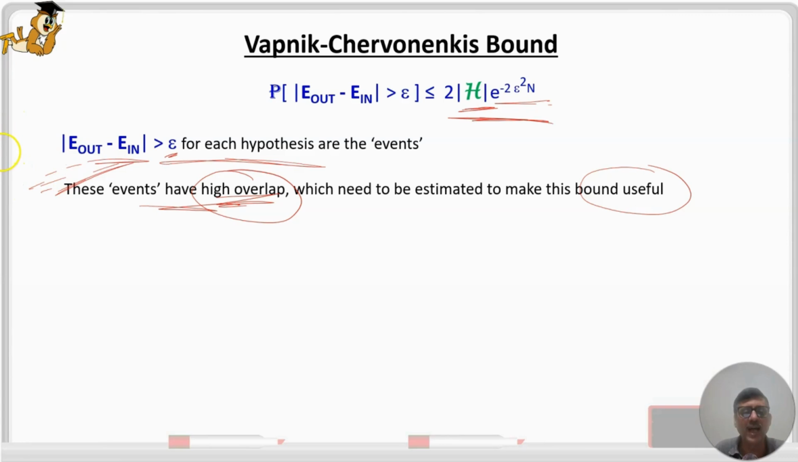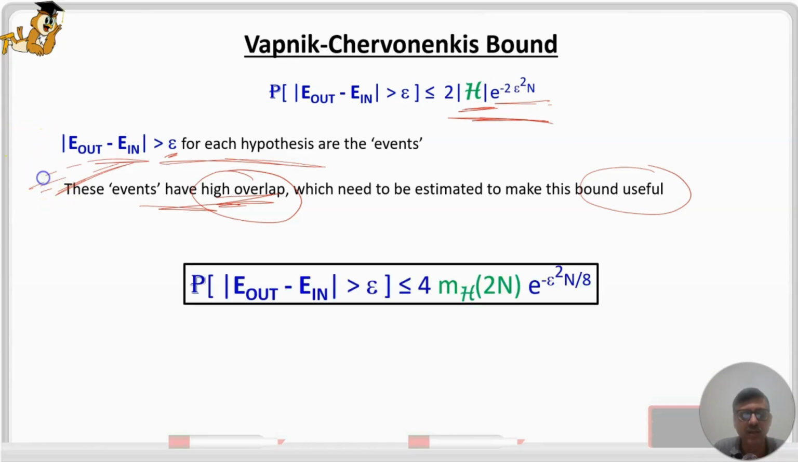Estimating the overlap is a key idea in getting a better bound, the Vapnik-Chervonenkis bound. I'm going to put the final result on screen here. It says that the probability of E out minus E in being greater than epsilon is upper bounded by 4 times the growth function of 2n, times e to the power of minus epsilon squared n over 8.